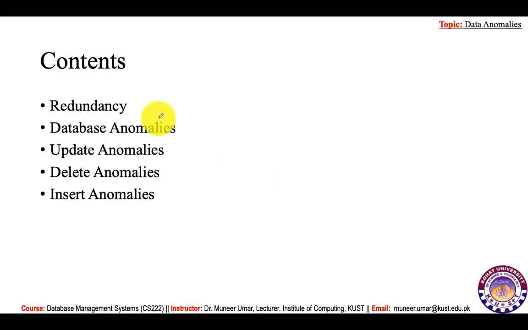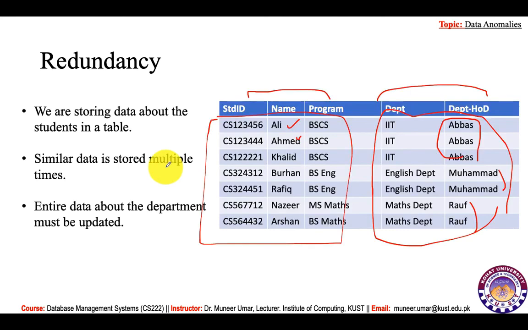So in today's lecture, we studied about the redundancy. By redundancy, we mean the repetition of data. Then database anomalies. By database anomalies, we mean the abnormalities in database, particularly the issues when we face some database operations. Those are referred to as database anomalies. Then there are three types of database anomalies: the update anomalies, delete anomalies, and insert anomalies. We studied about all these and checked these in our MySQL workbench. We also checked some examples in our lecture.